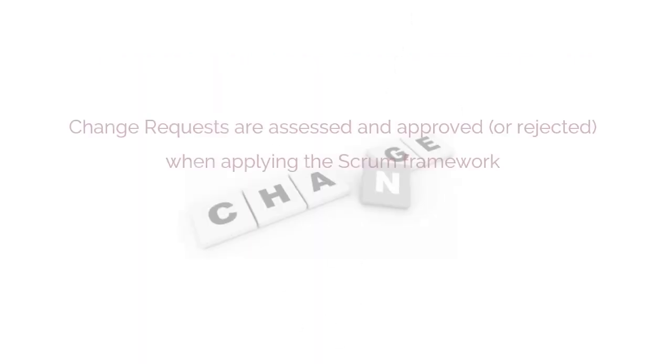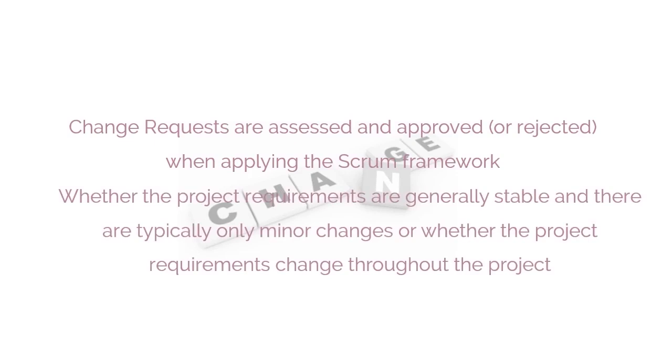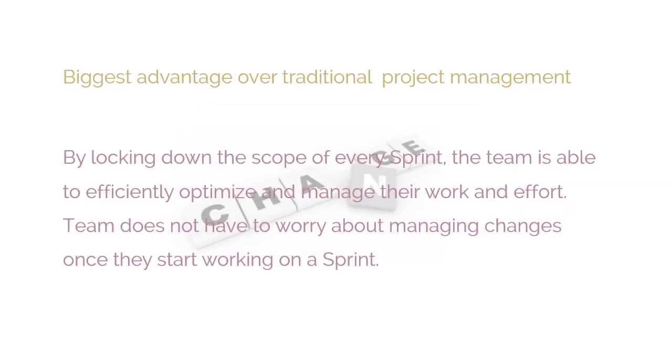We're going to learn how change requests are assessed and approved or rejected when applying the Scrum framework. Whether the project requirements are generally stable, and there are typically only minor changes, or whether the project requirements change throughout the project, change management is executed in the ongoing processes of prioritizing and adding tasks to the prioritized product backlog. By locking down the scope of every sprint, the team is able to efficiently optimize and manage their work and effort. The biggest advantage of the Scrum framework is that the team does not have to worry about managing changes once they start working on a sprint.